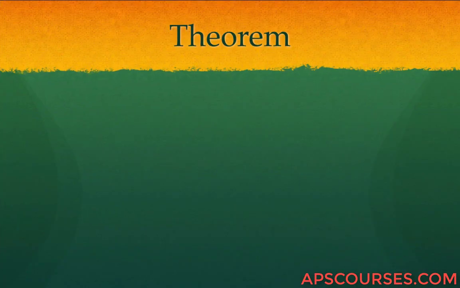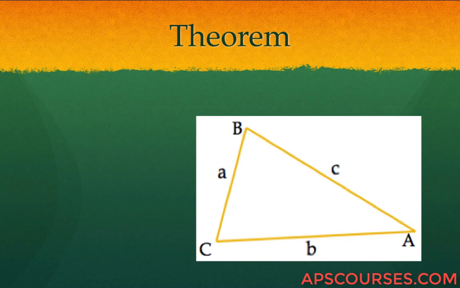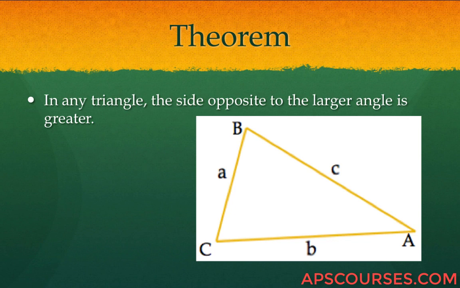The next theorem, again we have the same figure. In any triangle, the side opposite to the larger angle is greater. So in this figure, if angle C is greater than angle A, then the side opposite to angle C, that is AB, is larger than BC.